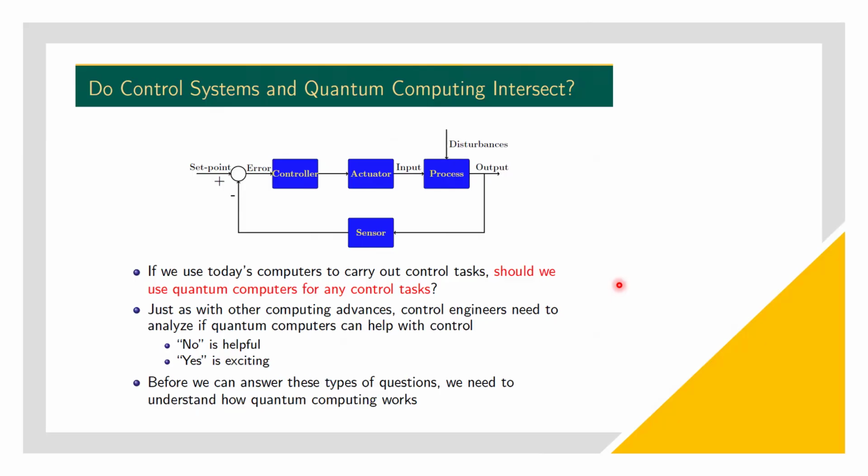In different ways, handling, for example, unknown process dynamics or speeding up a control law. So we want to ask, if quantum computing is a new computing advance, is there any way that quantum computers can help with control? If the answer is no, that's helpful to know, and we don't need to keep spending time on it. If the answer is yes, then that's exciting. We have a new tool in the toolbox that can help us do something.